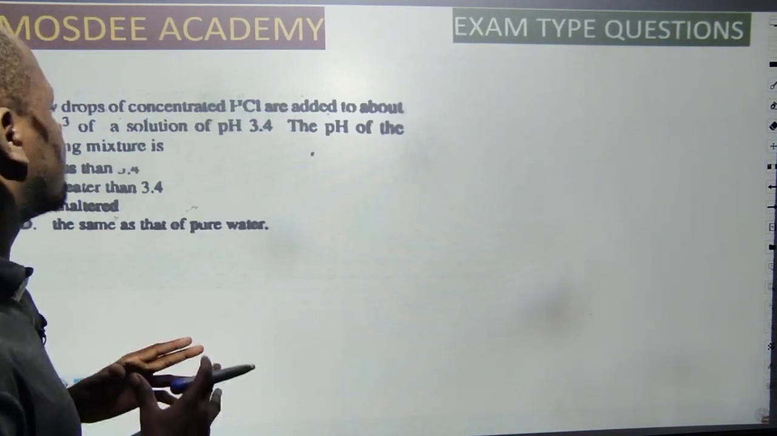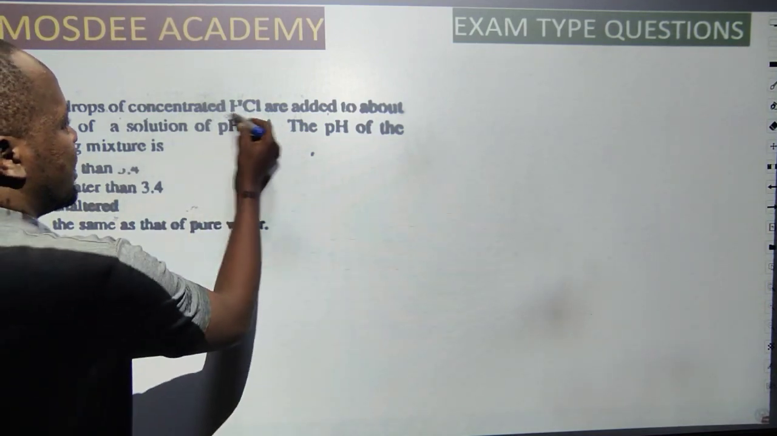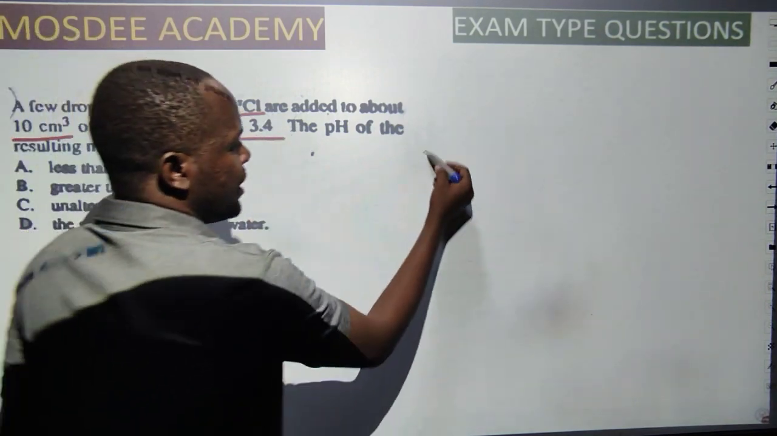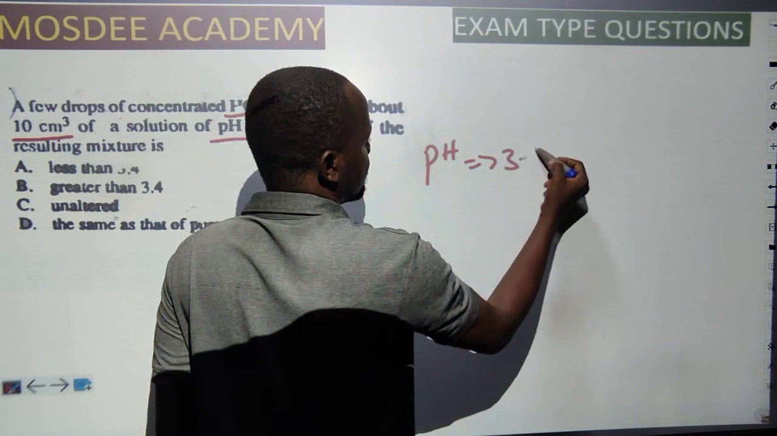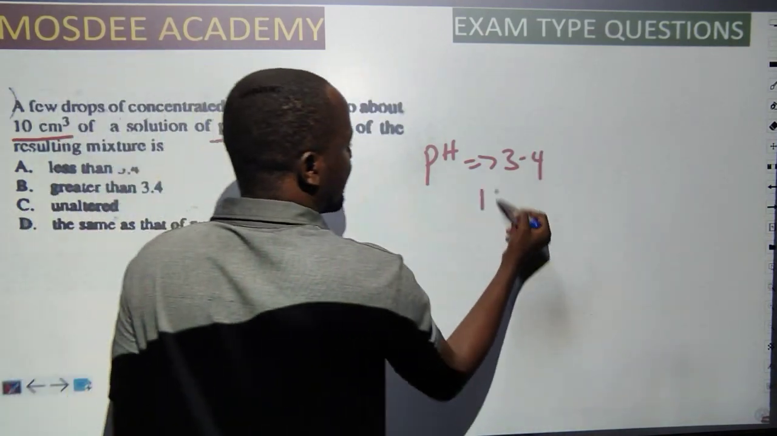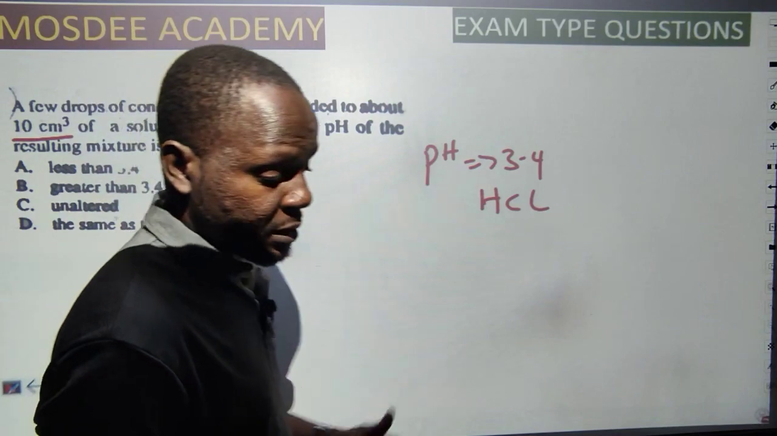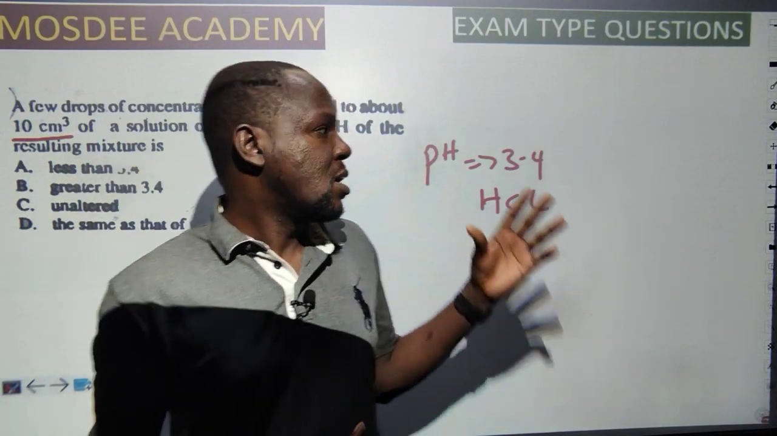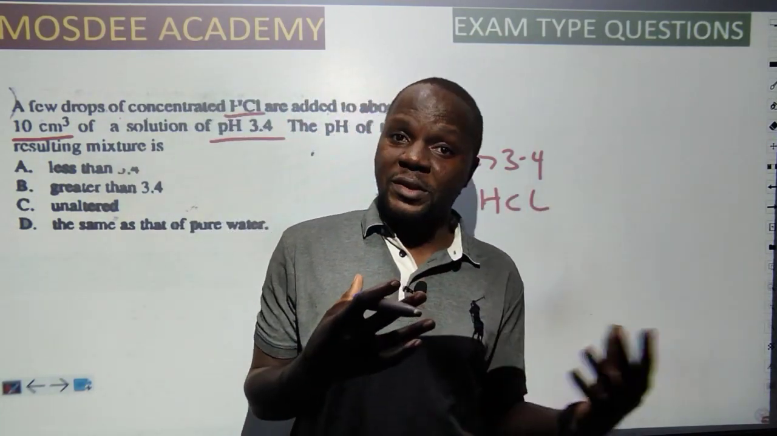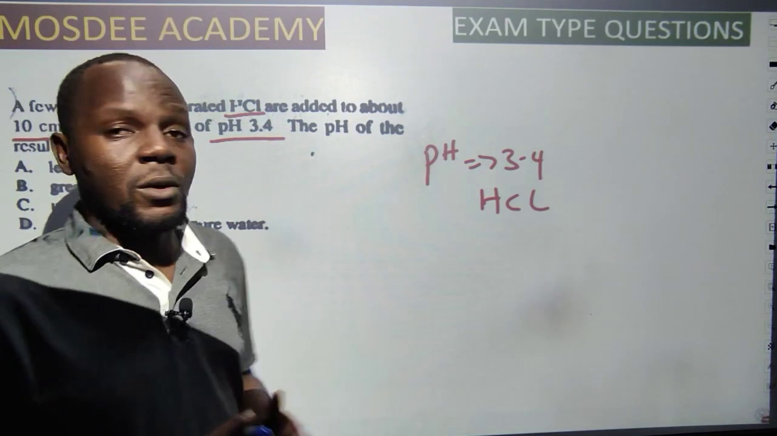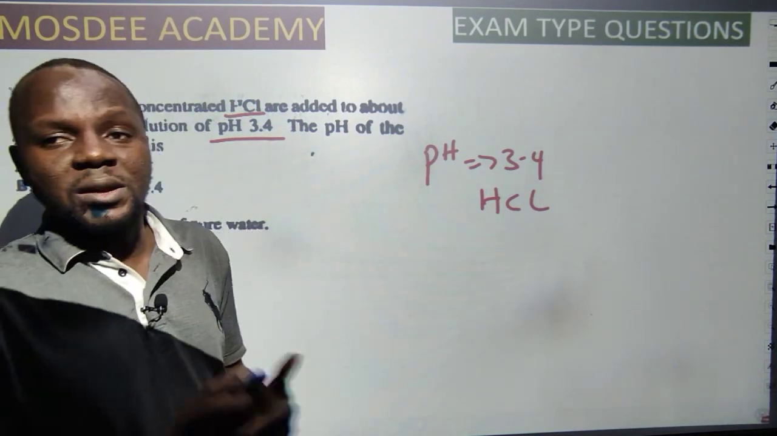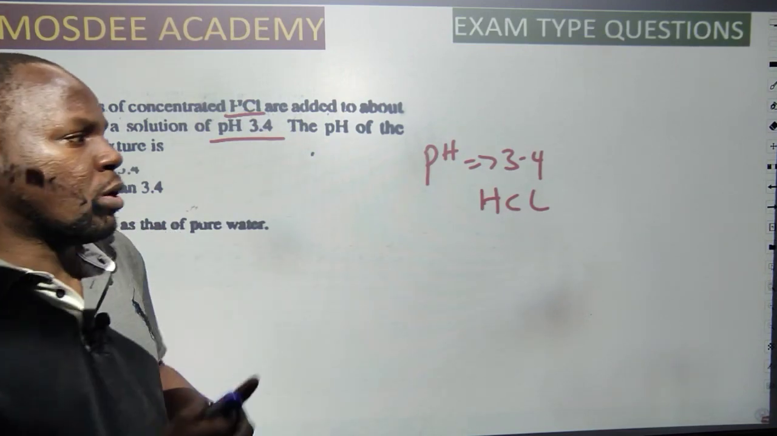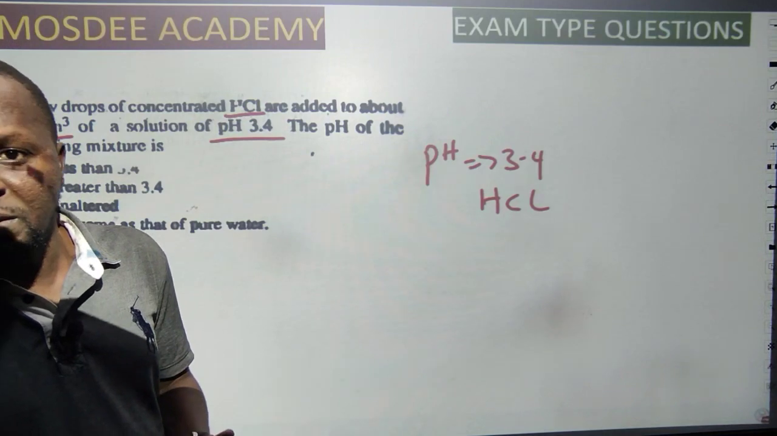Now, for the last question, nothing to solve. A few drops of concentrated HCl are added to about 10 centimeter cube of a solution of pH of 3.4. The pH is already acidic. Then we are adding hydrochloric acid, common ion effect. We talked about that. Hydrochloric acid is also acidic. So we are adding more acid to it. What do we expect? Common ion effect. That is what I mean by common, because it will produce more of what? Hydrogen ion. Please keep that in mind.